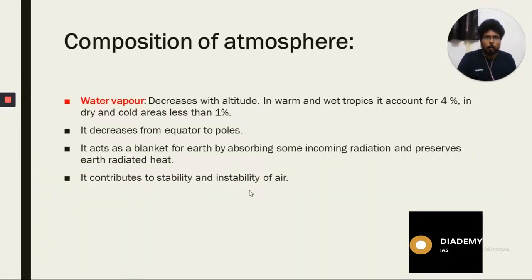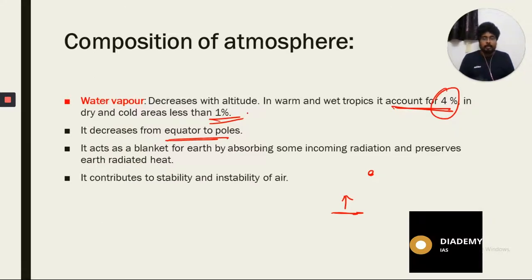Next, water vapor. As we have seen earlier, carbon dioxide and water vapor are present only up to 90 kilometers. So when we go up from the Earth's surface, what is happening? The water vapor is decreasing. When we go from low altitude to high altitude, the water vapor is decreasing. The water vapor also decreases from equator to poles. In warm and wet tropics, it is almost about 4%, but in the dry areas, it is less than 1%.